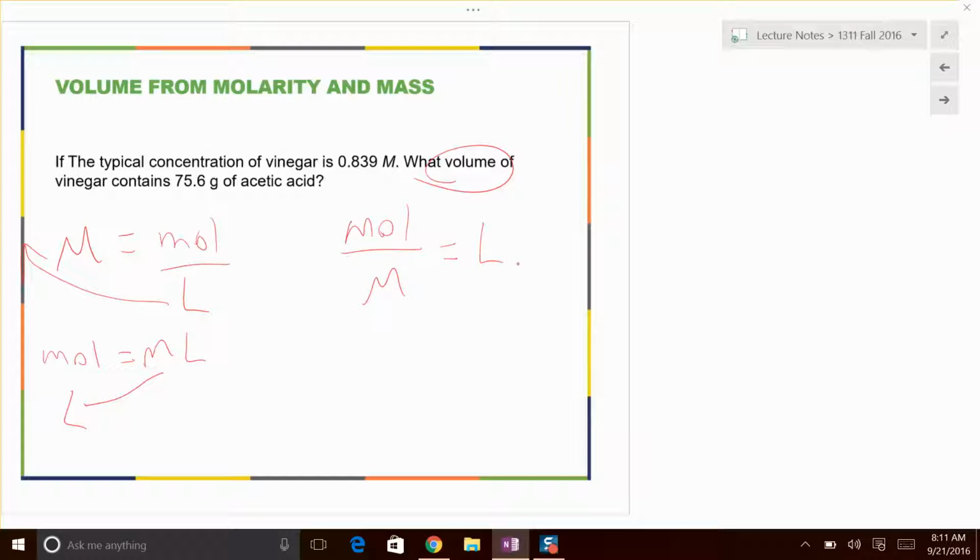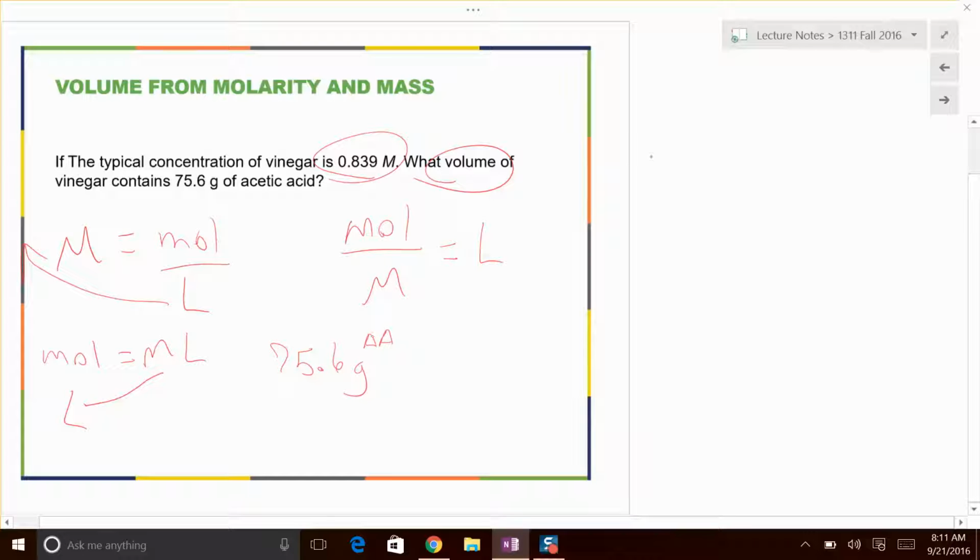So I need my moles and I need my molarity. Do I have the molarity in the question? Did they give me molarity? Yeah. Did they give me the moles? No. So can I find it? Good. So I'm going to take my 75.6 grams of acetic acid.